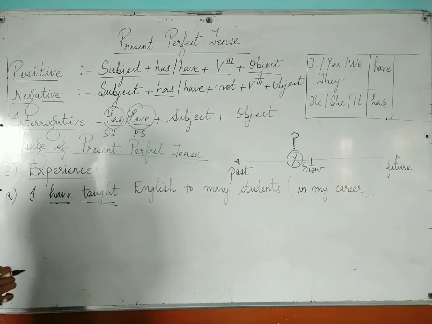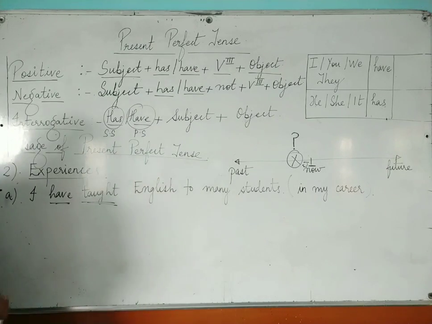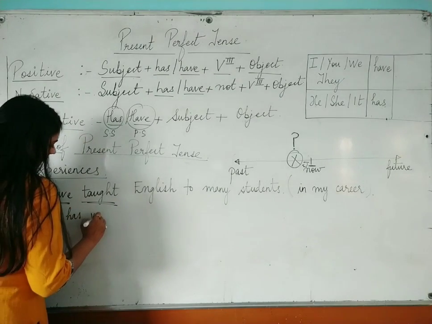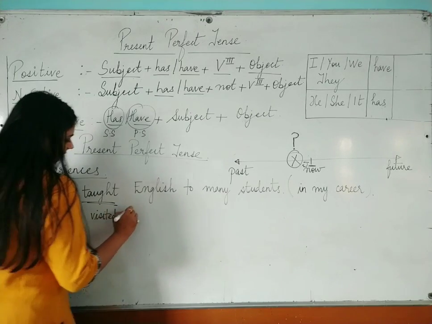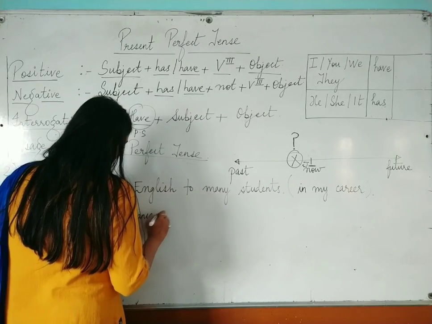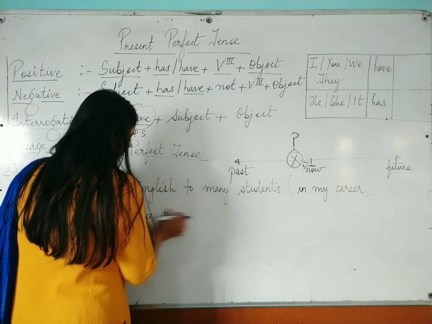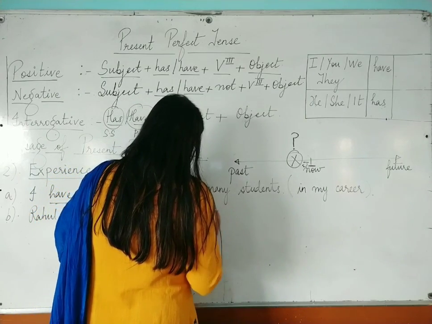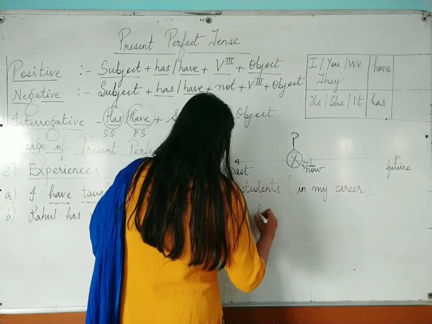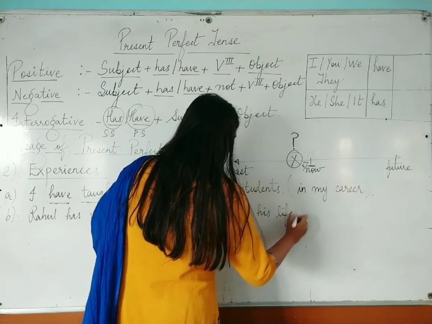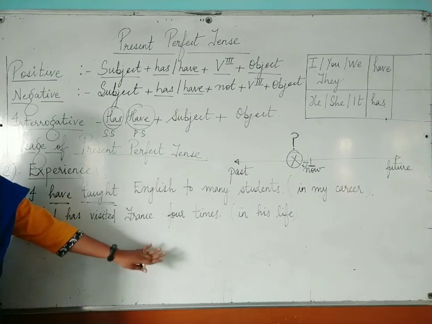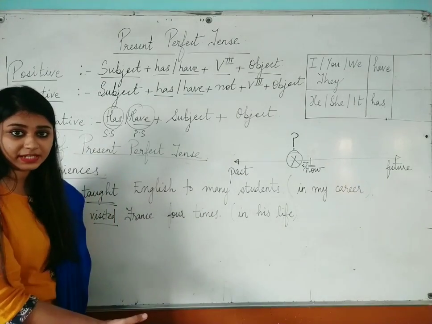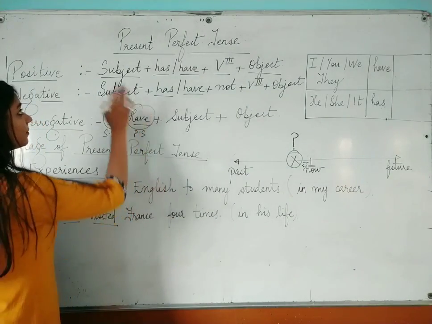Next example can be, Rahul has visited France 4 times. Rahul has visited France many times or 4 times. In his life. So he is sharing his experience that in his life, Rahul has visited France 4 times. Okay. So this has visited. Again somebody is sharing experience. Right. So this is your which kind of tense? This is your present perfect tense.